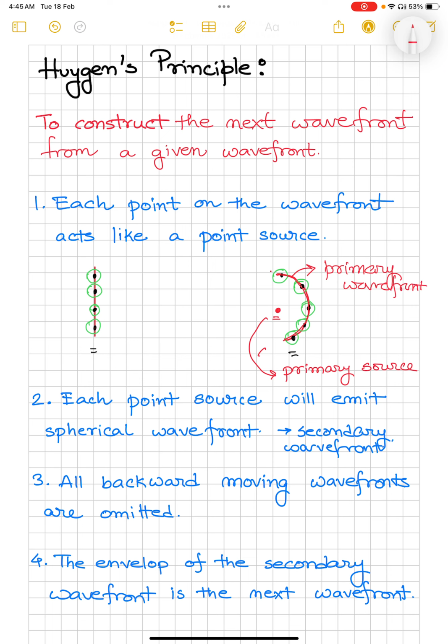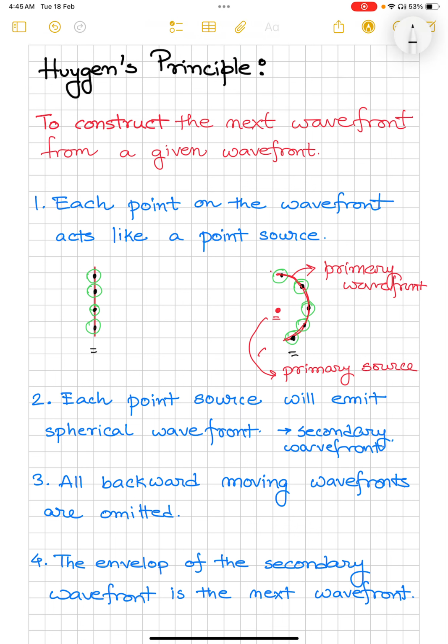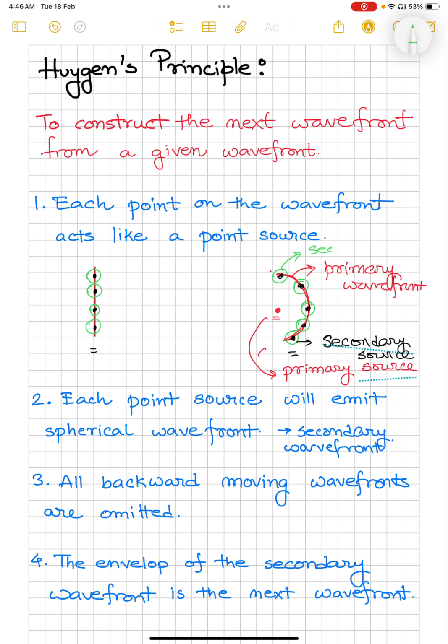And all these points are called the secondary sources. They are going to emit a wavefront which is called the secondary wavefront. So these are the secondary wavefronts. Sometimes they are also called wavelets.